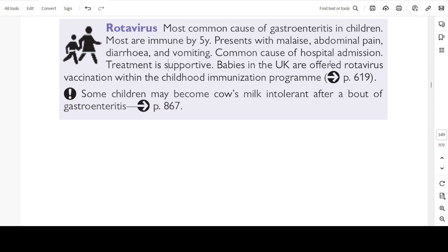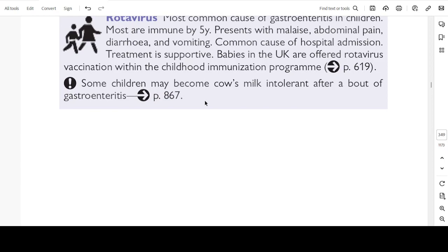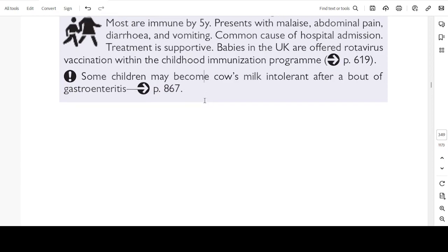Babies in the UK are offered rotavirus vaccination within the childhood immunization program. Some children may become cow's milk intolerant after a bout of gastroenteritis. So, rotavirus vaccine is given in the second and third month because that is the peak onset of rotavirus diarrhea. So, one dose of oral rotavirus vaccine in the second month and third month.